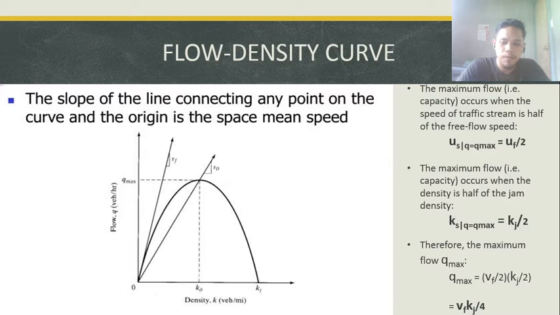The maximum flow can be located when the speed is half and the density is half. Therefore, the maximum flow, or the Q max, is equal to half of the speed times half of the density. So Vf times Kj over 4. That is the general equation we're going to be using when dealing with the flow density curve.